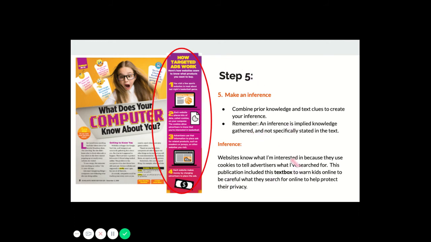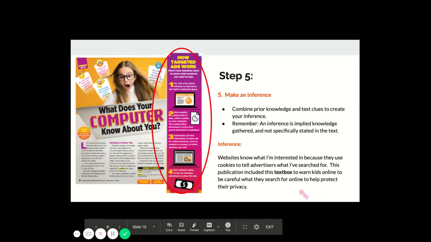So when I combine all of this stuff, I can make the inference that websites know what I'm interested in because they use cookies to tell advertisers what I've searched for. Now that was implied in the text. But what wasn't implied in the text was why the author decided to include this text box. This publication included this text box, this is my inference, to warn kids online to be careful what they search for online, to help protect their privacy. Okay?